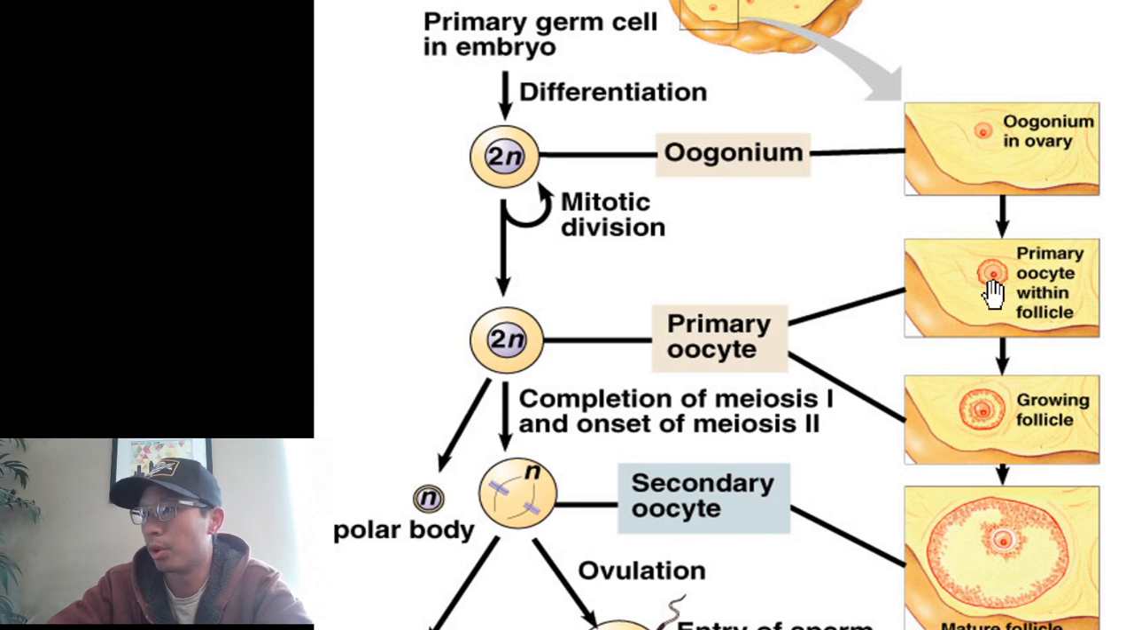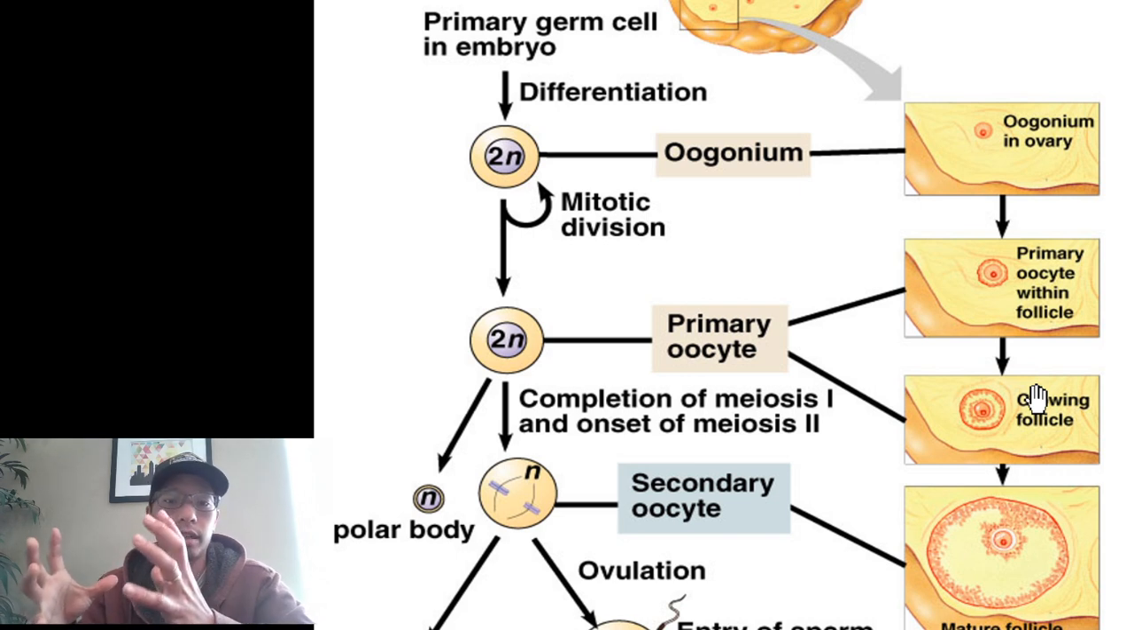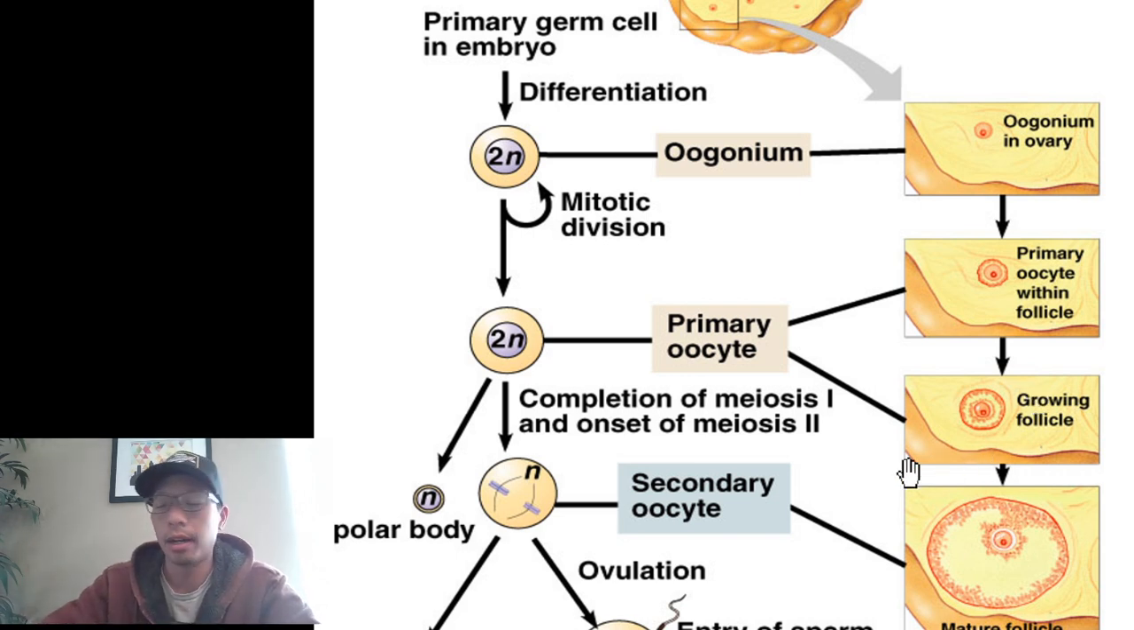The primary oocyte is that tiny little dot here. That's what's going to become the egg, but it's surrounded by a larger cell called a follicle. And the follicle is kind of like an extra layer of housing for the egg, and it protects it and helps facilitate its growth, because the follicle itself can make hormones.